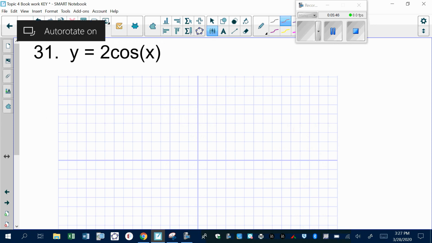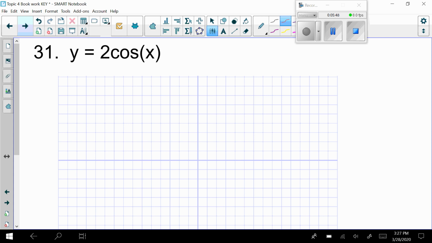Okay, so now when I go to graph something like this, I immediately think of my parent function, which is cosine x. So I know that cosine x looks like this. And the only thing that's going to be different here is that our amplitude has to be 2. So I'm going to be going up to 2 instead of 1.